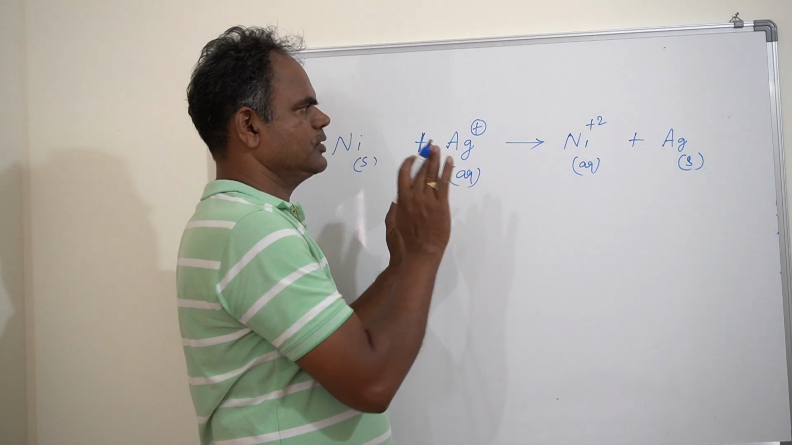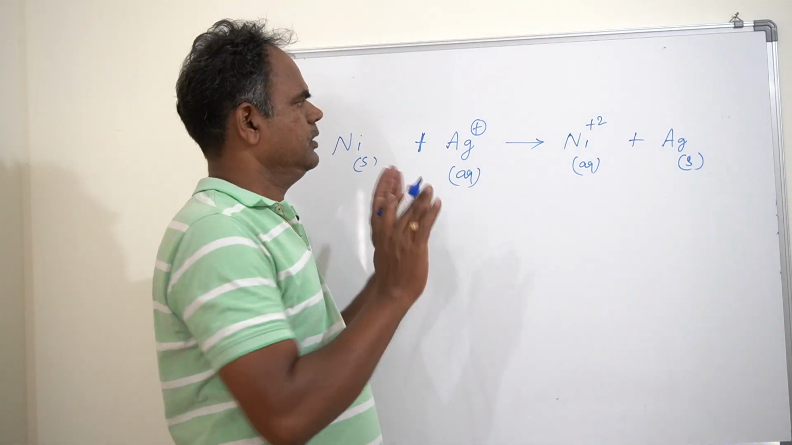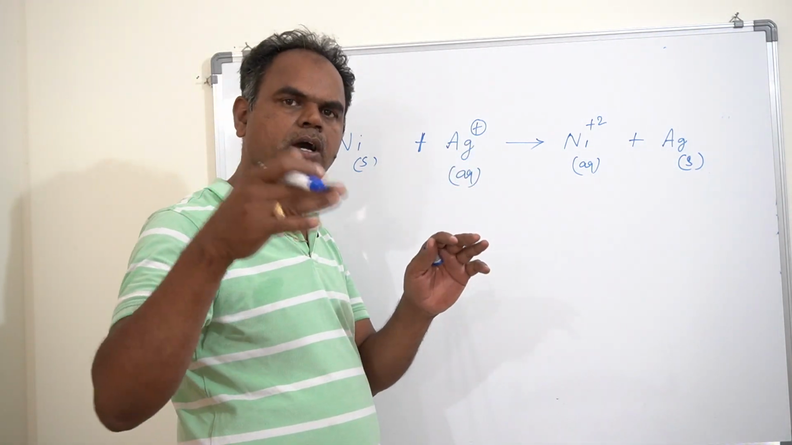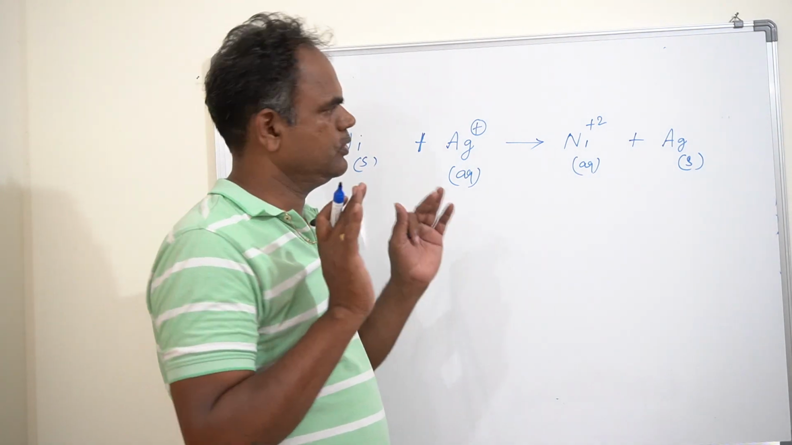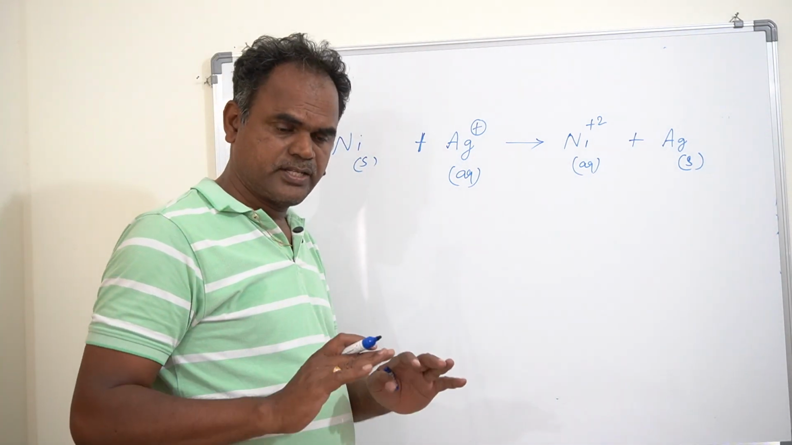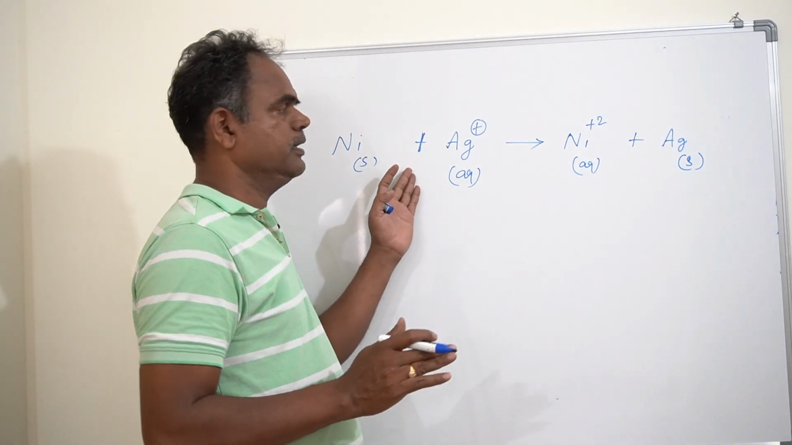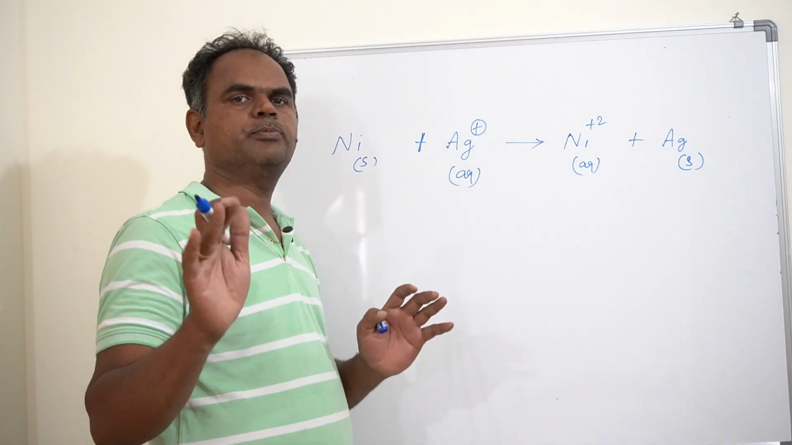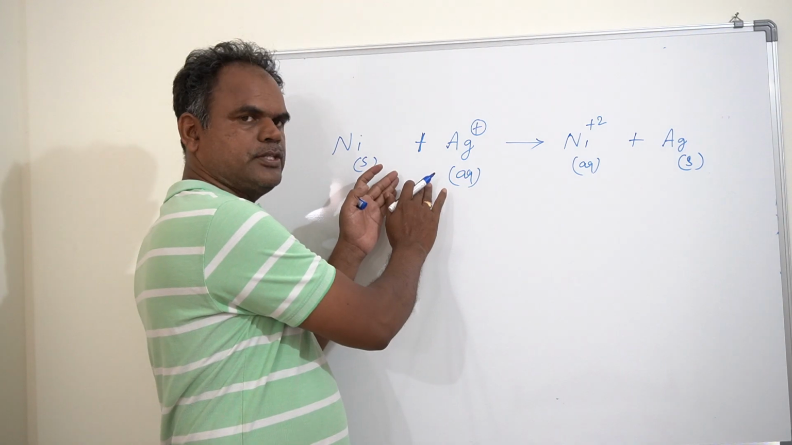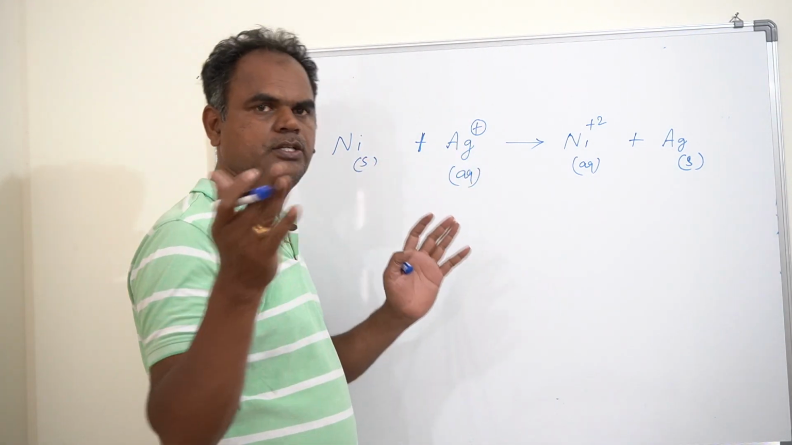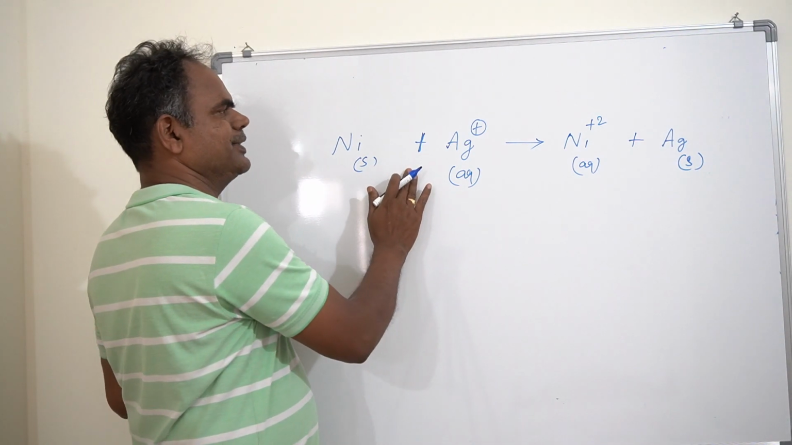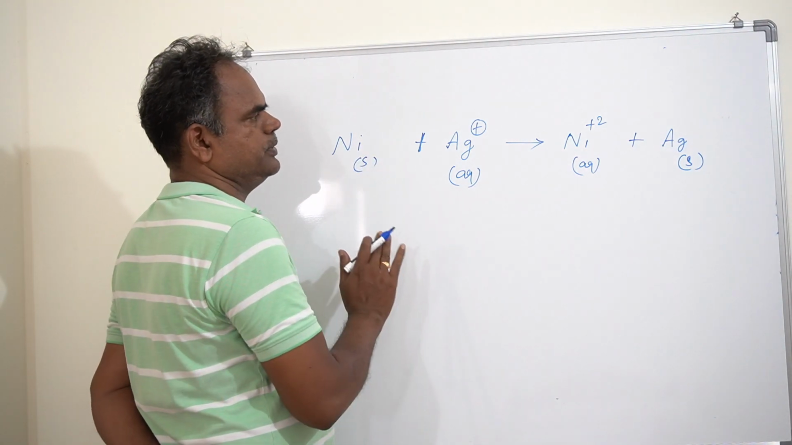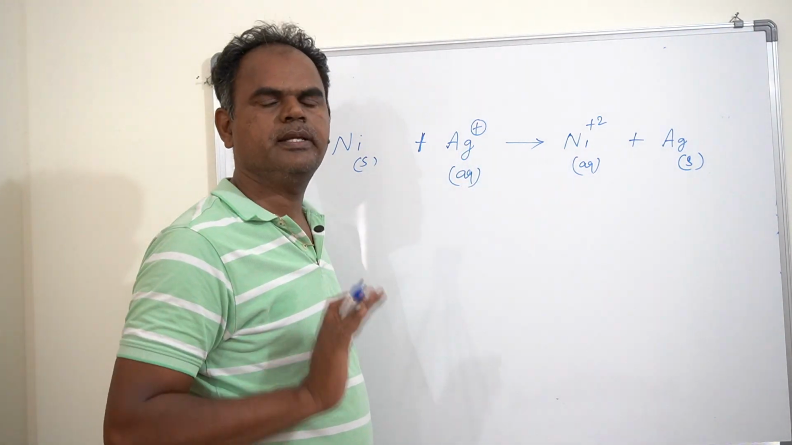Whether the cell reaction is spontaneous or not, whether the galvanic cell in which this cell reaction operates will function or not, we will check now. If the standard cell potential is positive, definitely this reaction can make the cell work. If the standard cell potential is negative, the cell doesn't work. So if you look at this cell reaction or redox reaction, immediately we should divide this reaction into two half cell reactions.